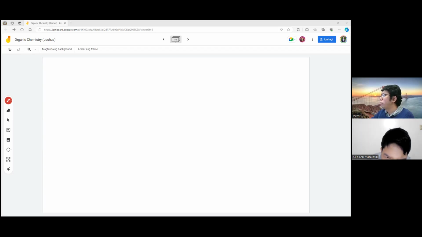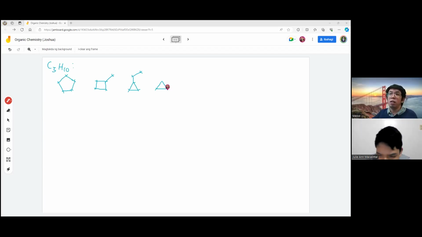One, two, three, four, five, six, seven, eight, nine, ten. Kasi may ethyl, so may dalawang methyl will work. 1, 2, 3. Tama. What about yung mga stereoisomer? If you can, you may include them.